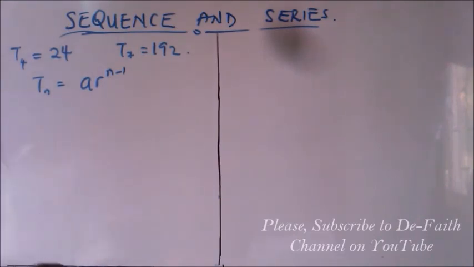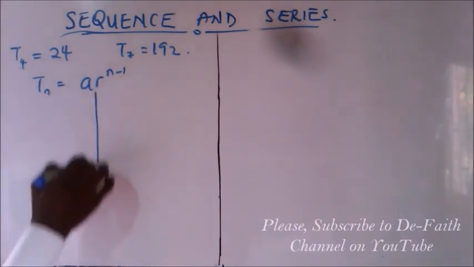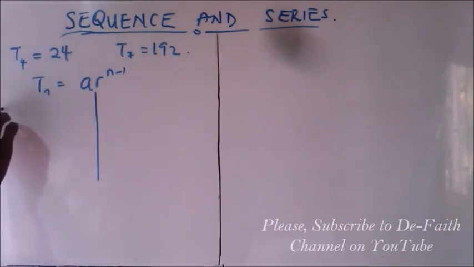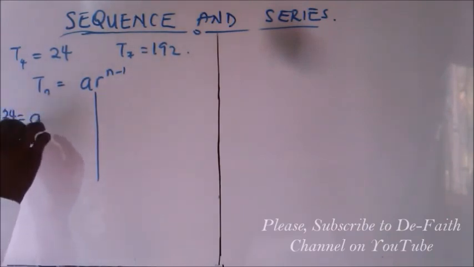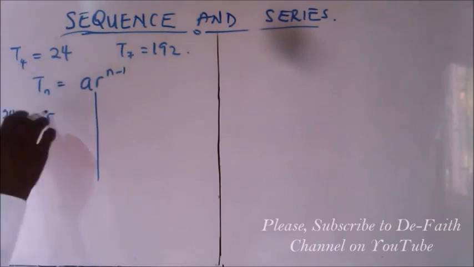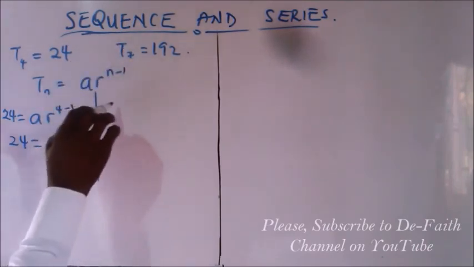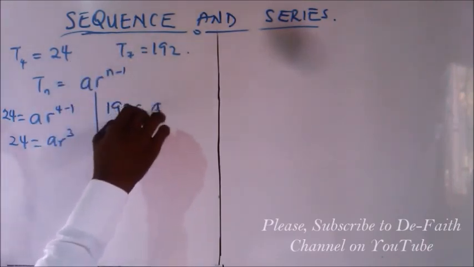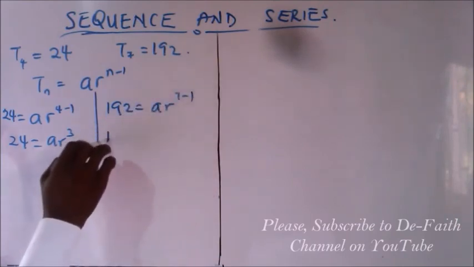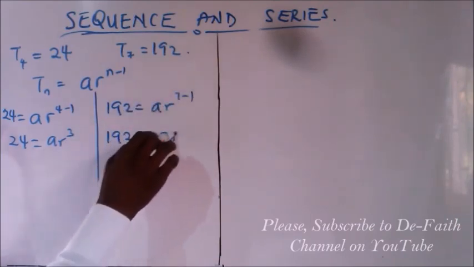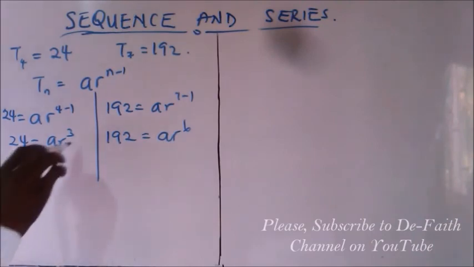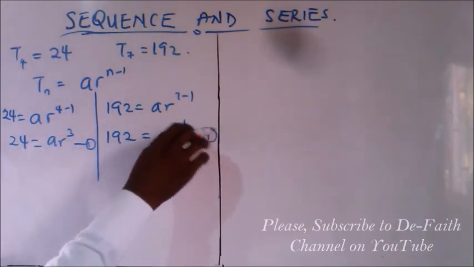With this information we are given, we could find R and A. Now, we have that the fourth term is 24. So we have 24 equal to A R raised by n minus 1. N is 4, so 4 minus 1. So we have 24 equal to A R raised by 3. And then the seventh term we're given as 192 equal to A R raised by 7 minus 1. So we have 192 equal to A R raised by 6. We will have this as the first equation and here as the second equation.